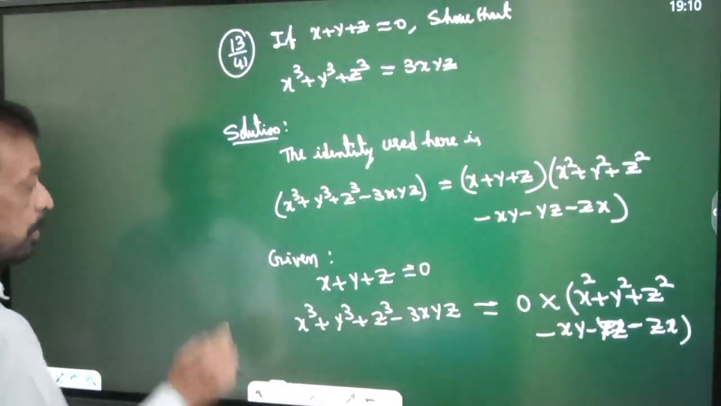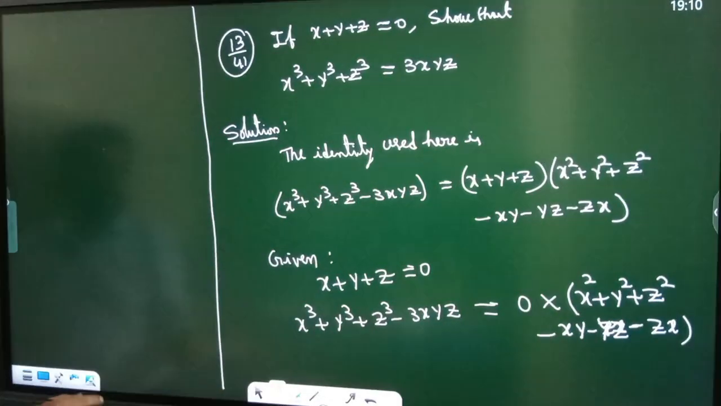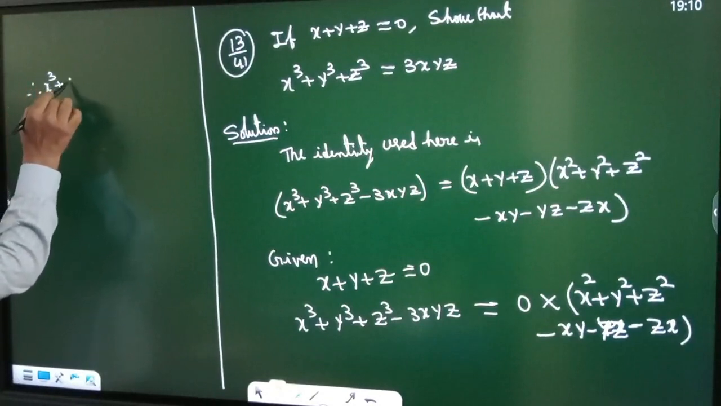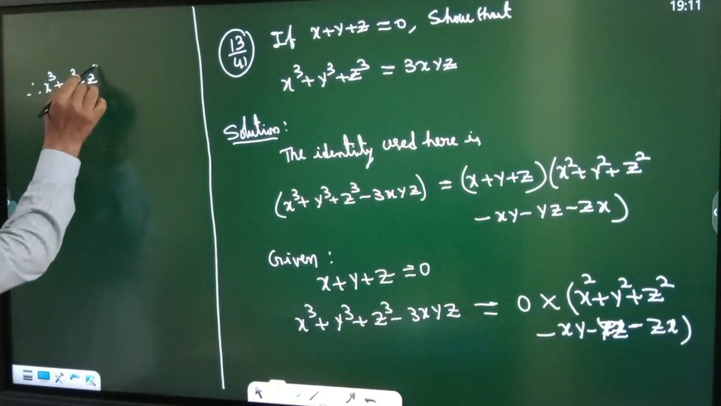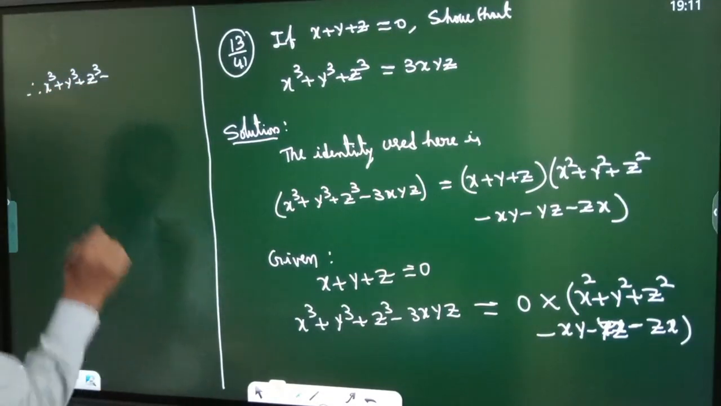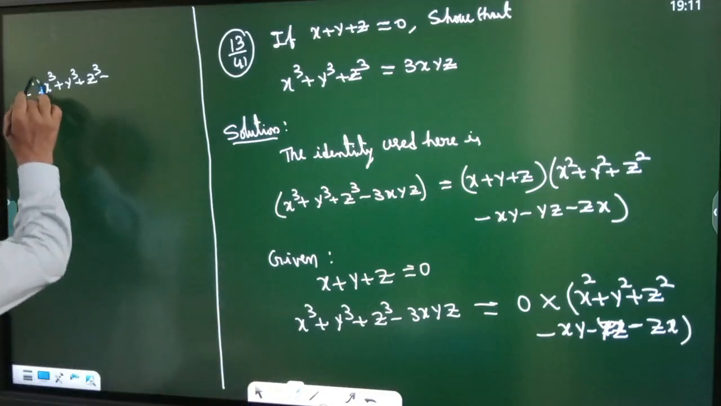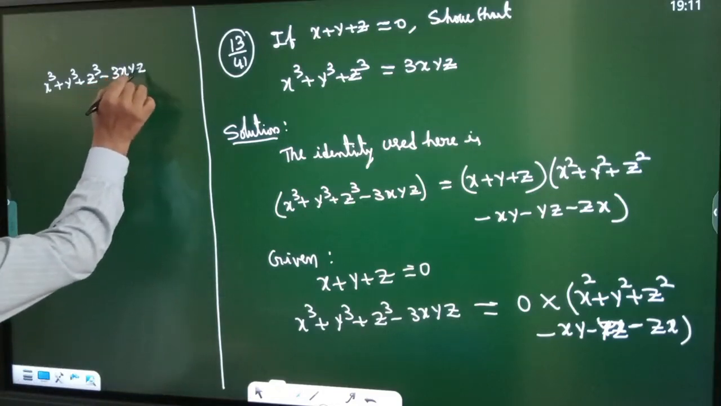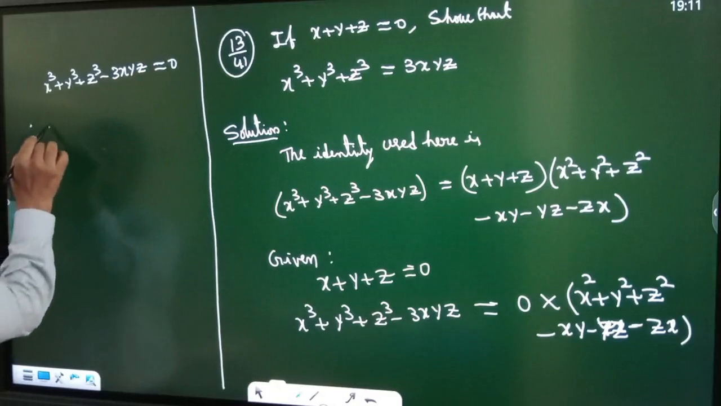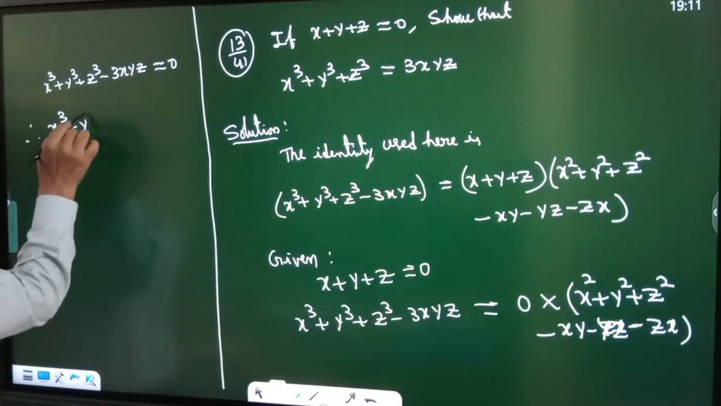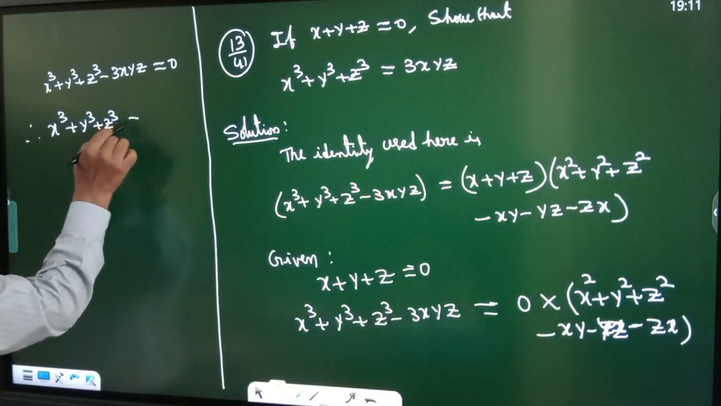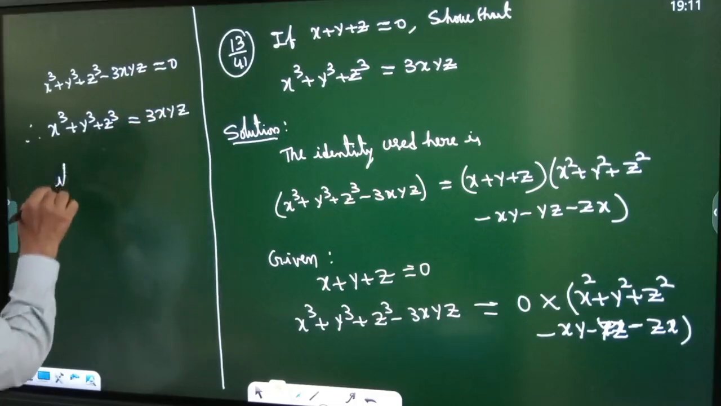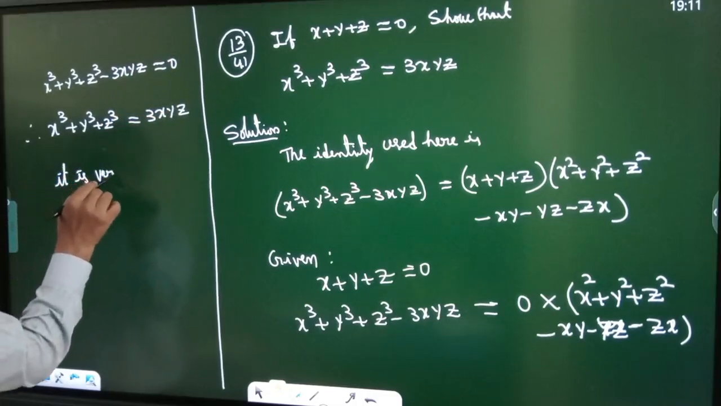Now, up to just a little lastly were there. So x cube plus y cube plus z cube minus 3xyz is equal to 0. So therefore, x cube plus y cube plus z cube is equal to, you take that side, it becomes plus 3xyz. So it is verified.